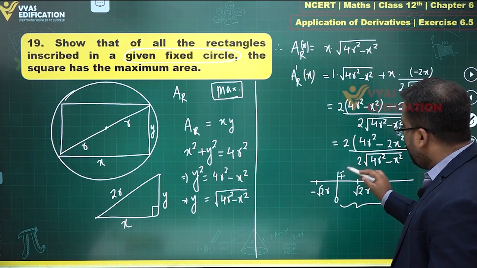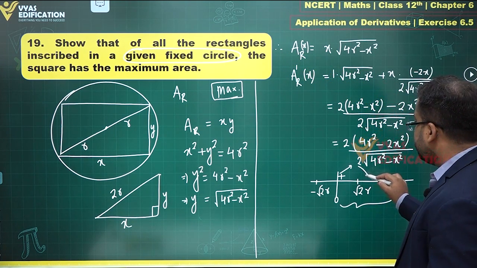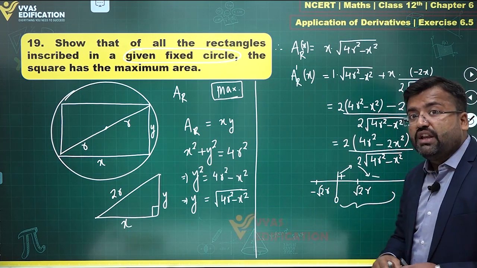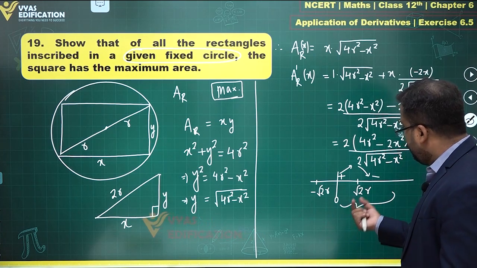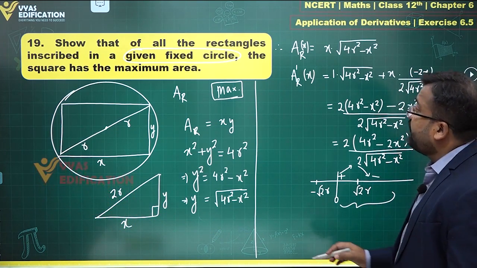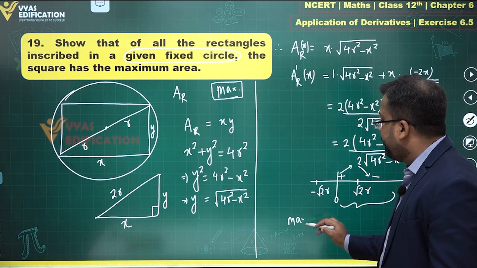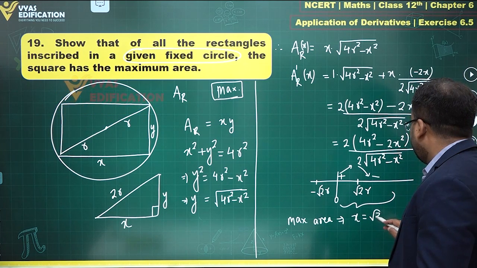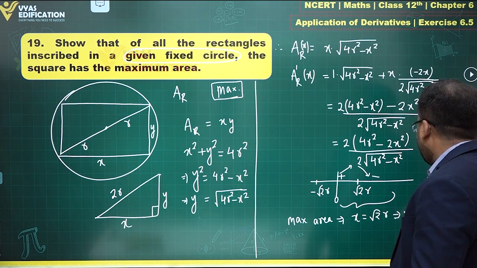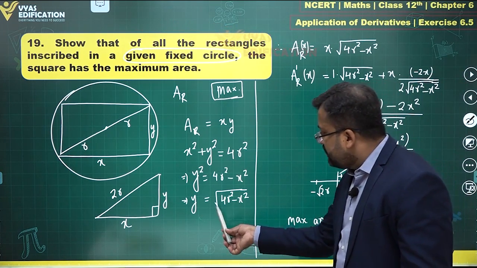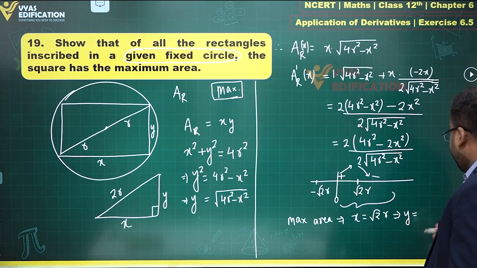The slope is positive, therefore this increases and then decreases. So the area increases initially and then decreases as you increase the value of x from 0 to some value, right? So maximum area occurs for x equal to root 2r. Maximum area implies x is equal to root 2r. And what does that tell me? What is the value of y? We can also find y, the square root of 4r square minus 2r square, which is root 2r again.